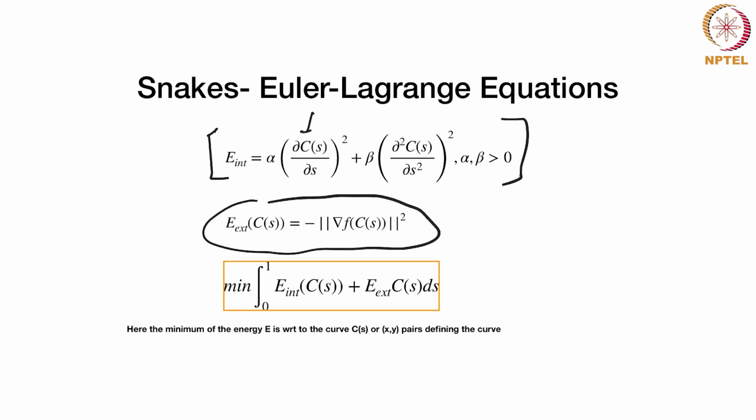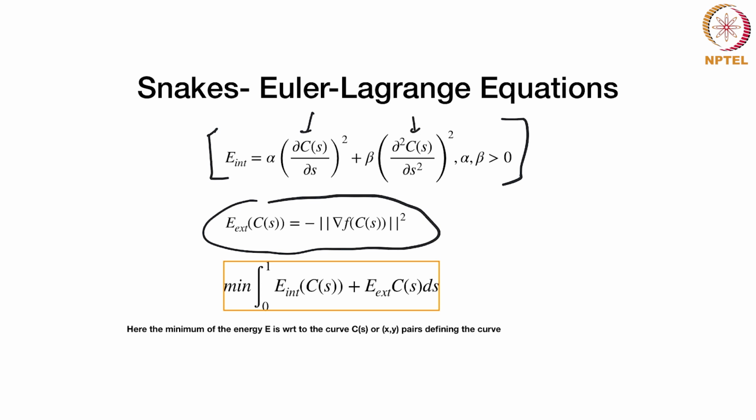The first derivative term makes sure that you don't have very sharp discontinuities in your curve. What this also ensures is that you have a very tight curve, or basically your curve is as short as possible. When I say short as possible, the length of the curve is shortened. This is the length shortening term. So that's the first derivative.